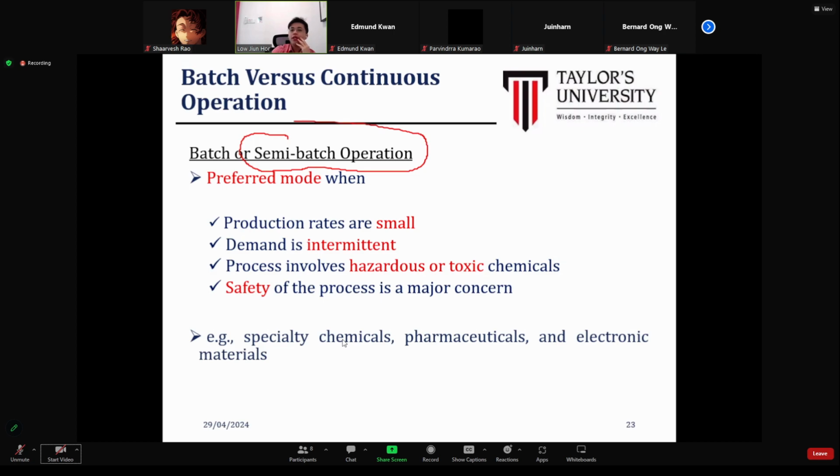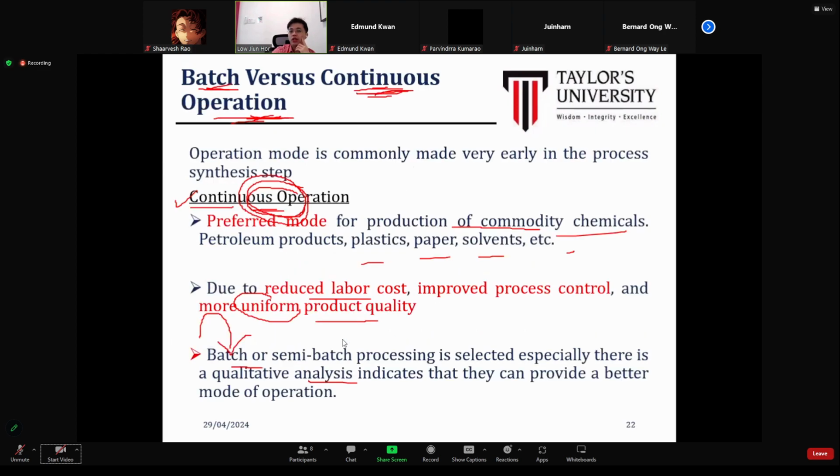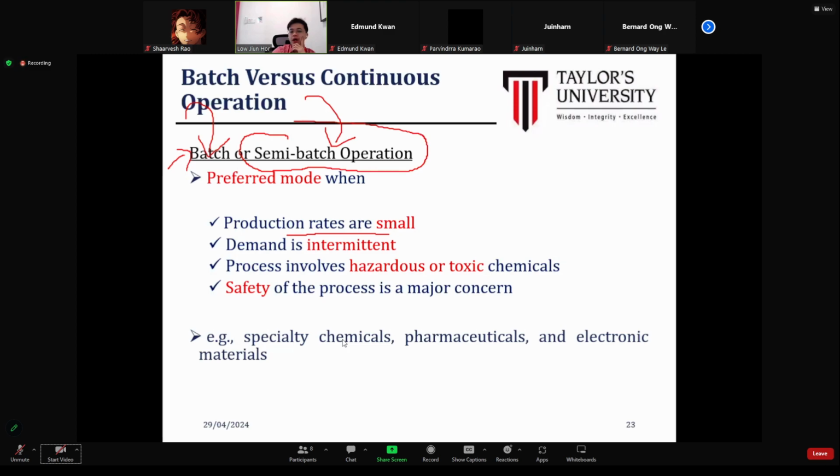Okay. So normally, for the batch operation mode or semi-batch operation mode, if the amount of the product that we are going to produce is very small, then normally we will proceed with the batch operation mode. If the amount of the product that you are going to produce is high, then we will normally apply the continuous operation mode. Okay, and also if the product that you are going to produce has demand that is intermittent.